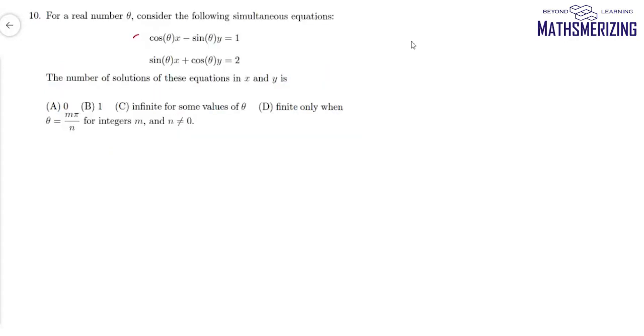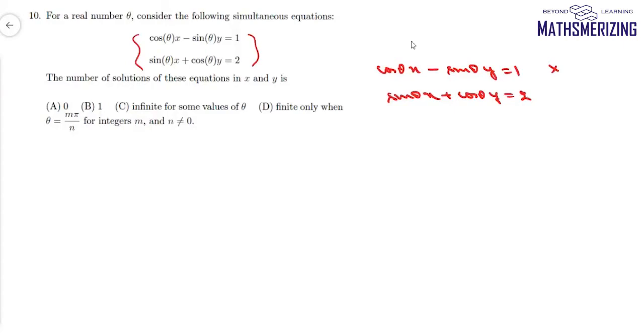Now in question number 10, it says we are given 2 simultaneous equations. Then we have to find the number of solutions to this equation in x and y, and then we have to choose one of the following options. So it says cos theta into x minus sin theta into y is equal to 1, and then sin theta into x plus cos theta into y equals 2.